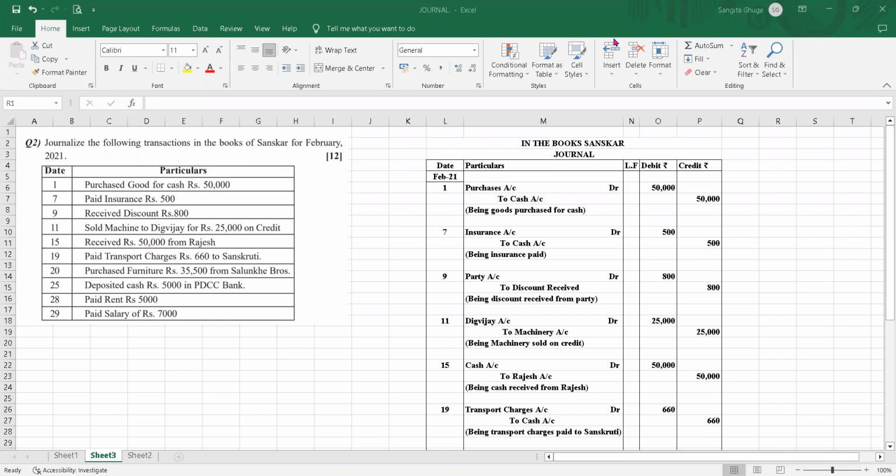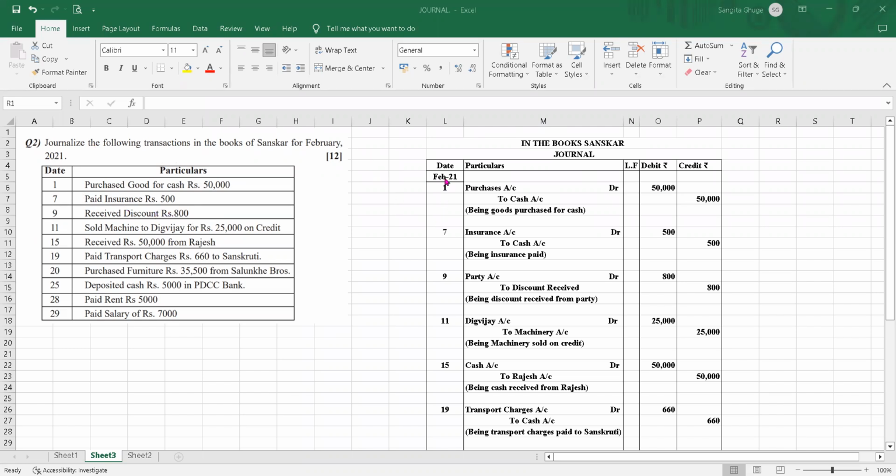Today in this session we will see some important journal entries and we will understand the effects of those journal entries. So let's start. Here you have to journalize the following transactions in the books of Sanskar for February 2021. This will be the format, as you all know: date, particulars, LF, debit and credit.